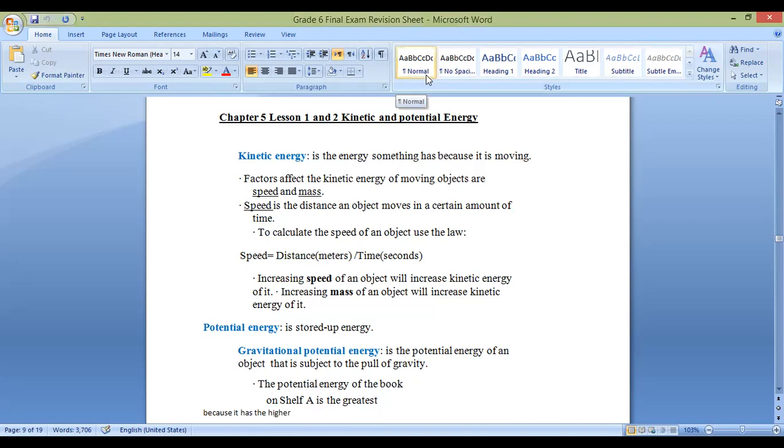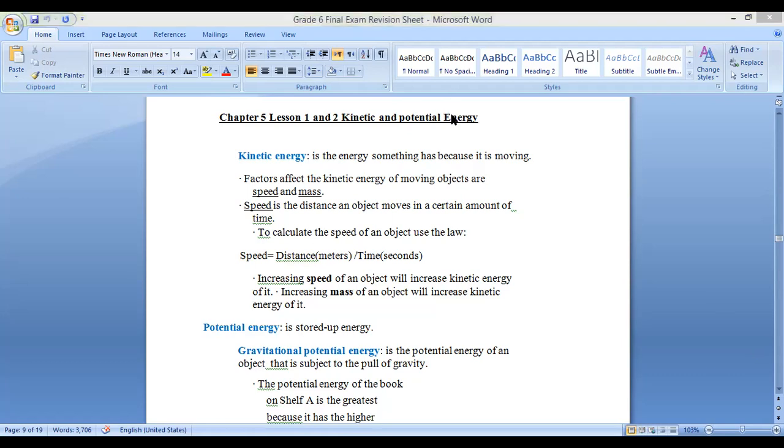Now, the potential energy. If you have books and you have shelves: shelf A, shelf B, shelf C, and shelf A is the highest shelf and the lowest shelf is C. If I put two books, one on shelf A and one on shelf C, which one will have more potential energy? The book on shelf A or the book on shelf C?